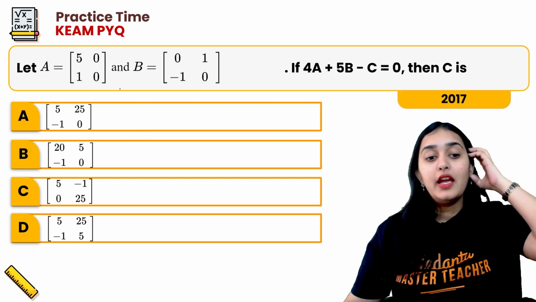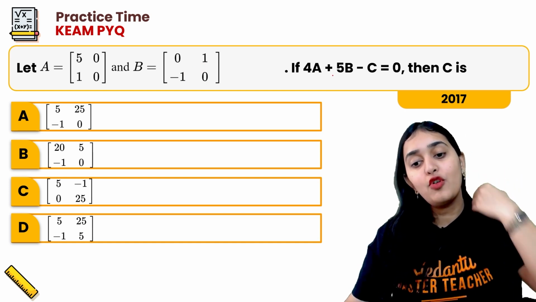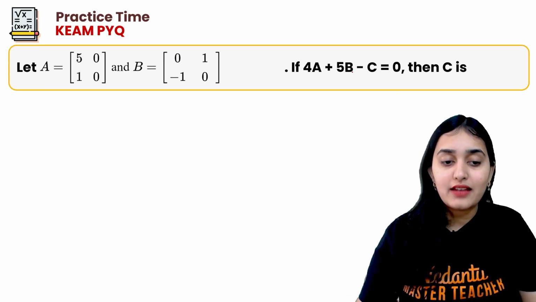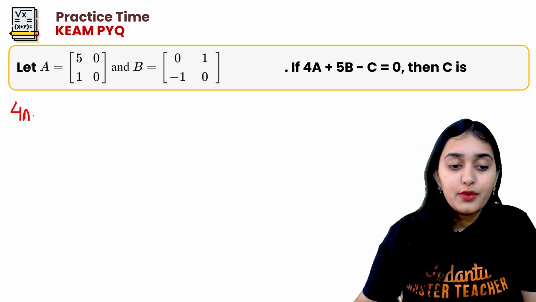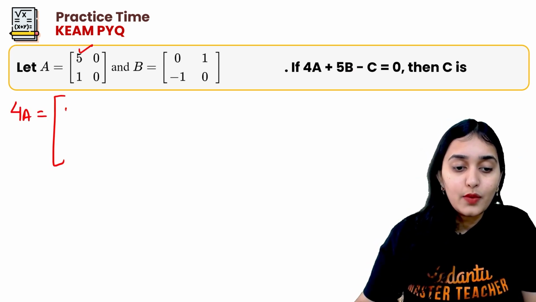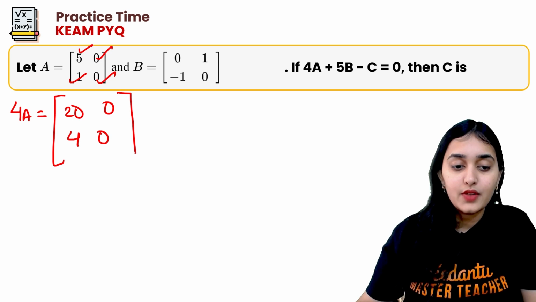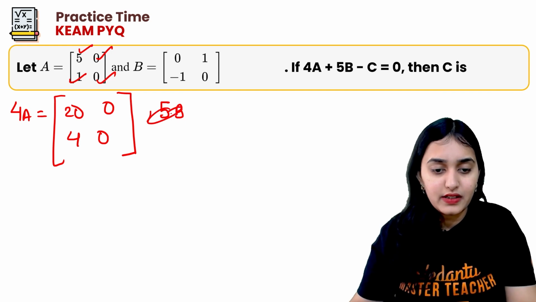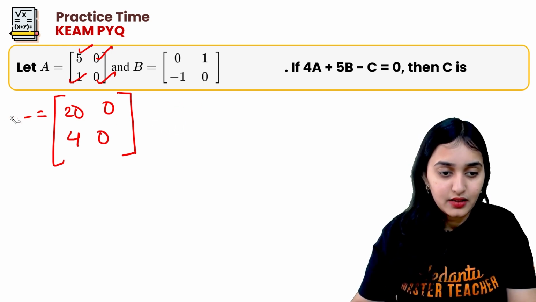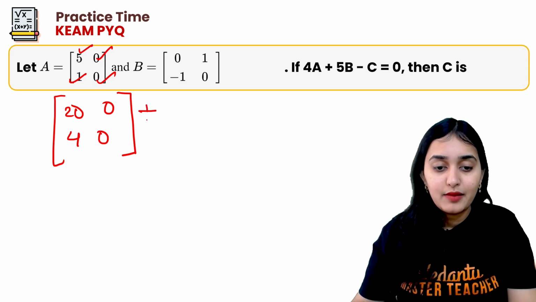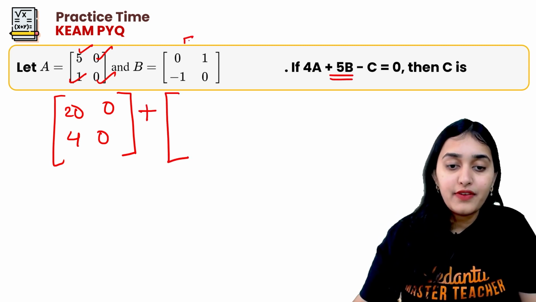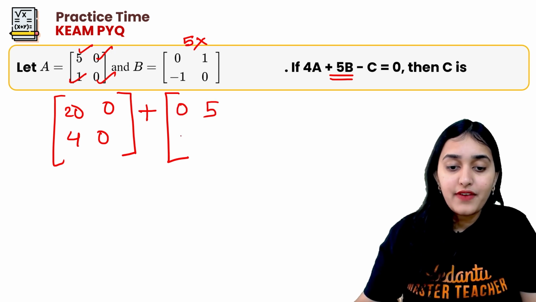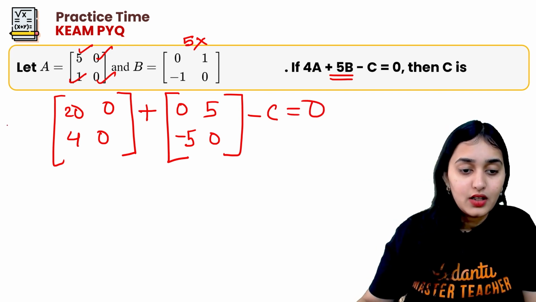Okay. Next question. A matrix is this, B matrix is this. Find out 4A plus 5B minus C. Then C is equal to dash. Let's do it quickly. What is 4 into A? 4 into A is 4 5s are 20, 4 zeros are 0, 4 1s are 4, 4 zeros are 0. Similarly, what is 5 times of B? Now what I will do is, I will simply add them. This plus 5 into B: 5 0 0, 5 1 is 5, 5 into minus 1, minus 5, 5 zeros are 0. Minus C is equal to 0. So let's just add them.